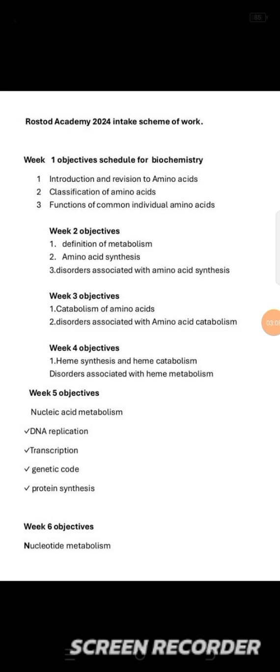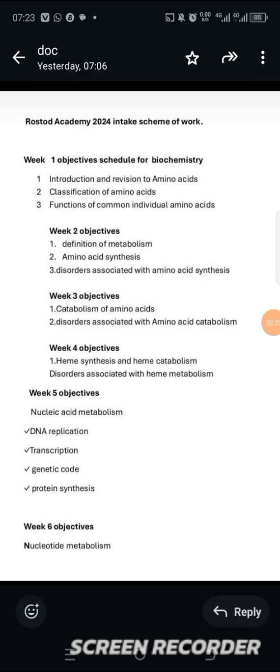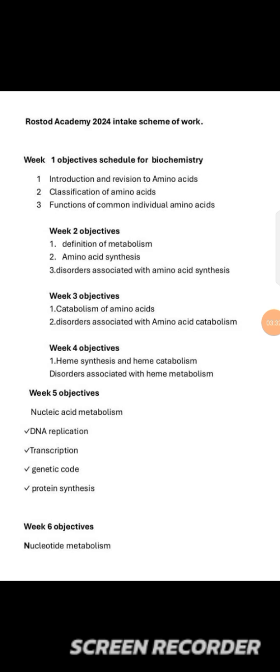Same as you have seen, in week 3 we do catabolism of amino acids and the disorders that are associated with the catabolism of particular amino acids, the disorders associated with those pathways. Week 4, we deal with heme synthesis and heme catabolism. Same order: disorders associated with heme synthesis as well as disorders associated with heme catabolism.